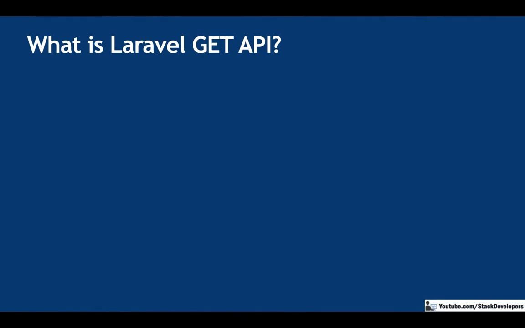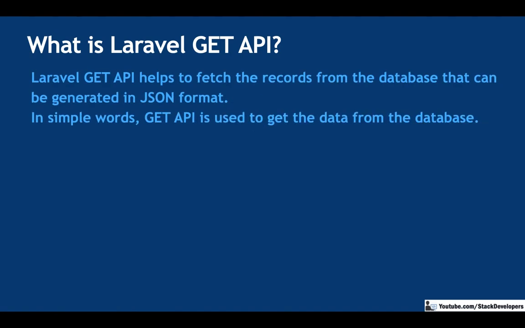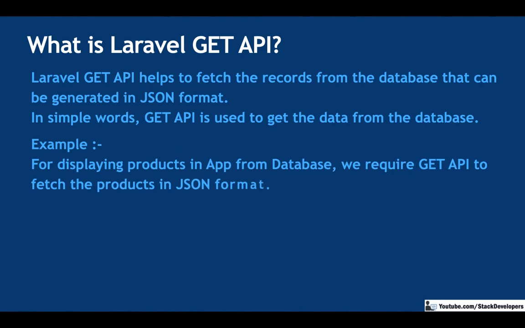First one is, what is Laravel Get API? Laravel Get API helps to fetch the records from the database that can be generated in JSON format. In simple words, Get API is used to get the data from the database. So every time we get the data from the database and show it in JSON format, that is called the Get API. The Get API is required when we just output the data. Okay, so we will see its example.